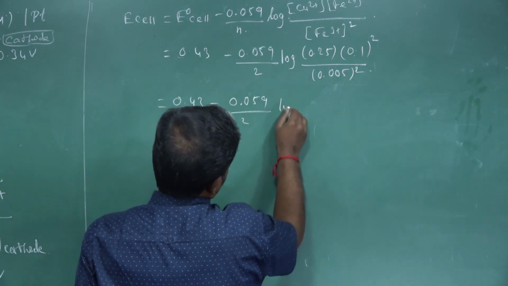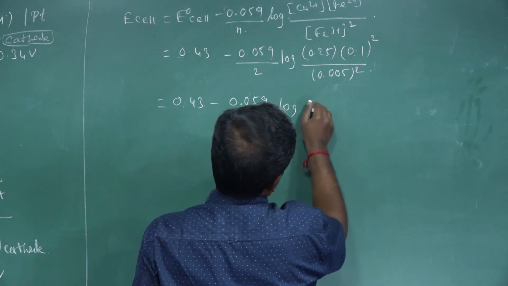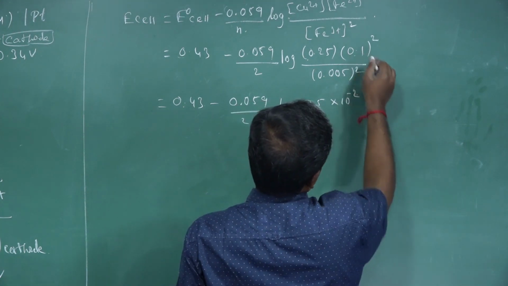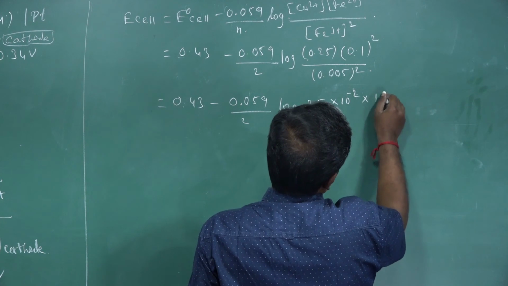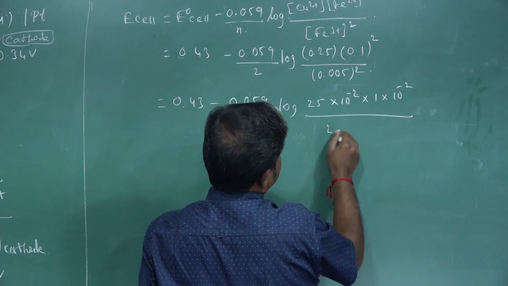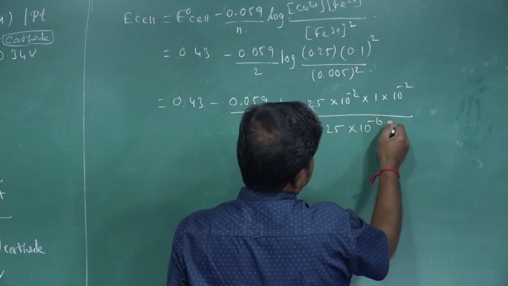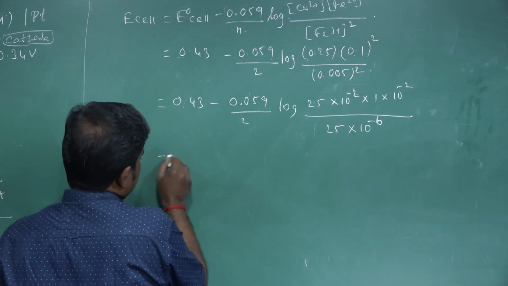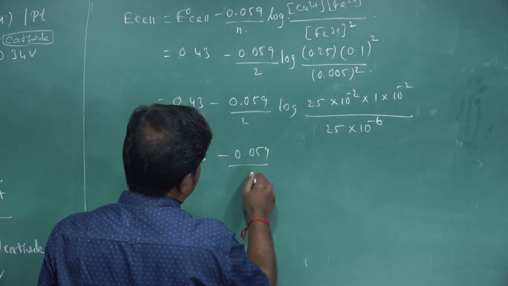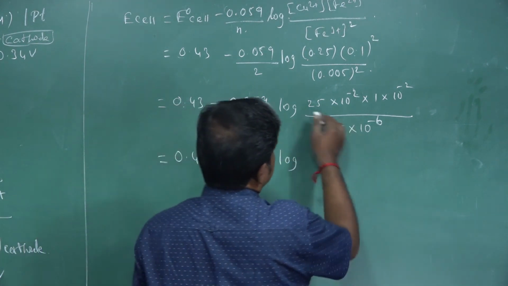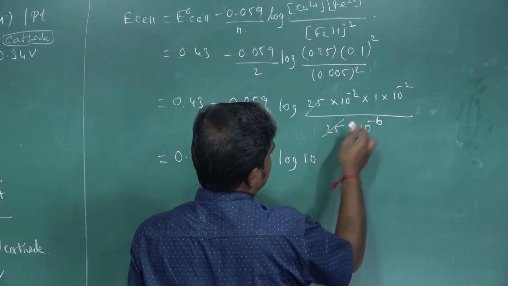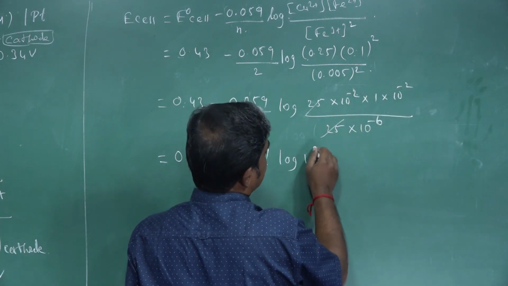Okay, now here 0.43 minus 0.059 by 2 and log, it is taken as 25 into 10 power minus 2 into 1 into 10 power minus 2, divided by, since it is squared, 25 into 10 power minus 6. So we calculate this: 0.43 minus 0.059 by 2 and log, here 25 and 25 cancel. So we take 10 power minus 4 and minus 6, so 10 power plus 2.